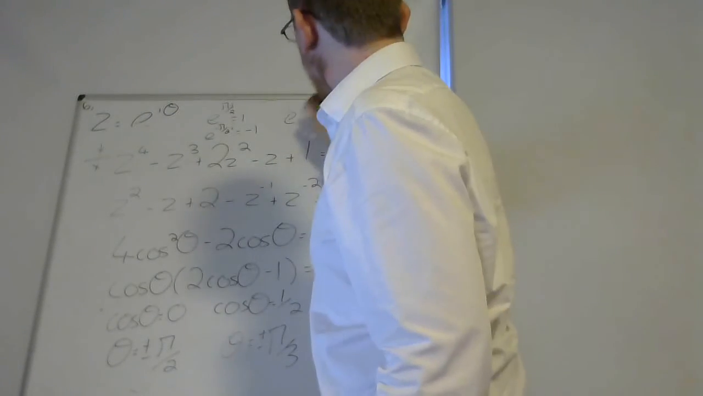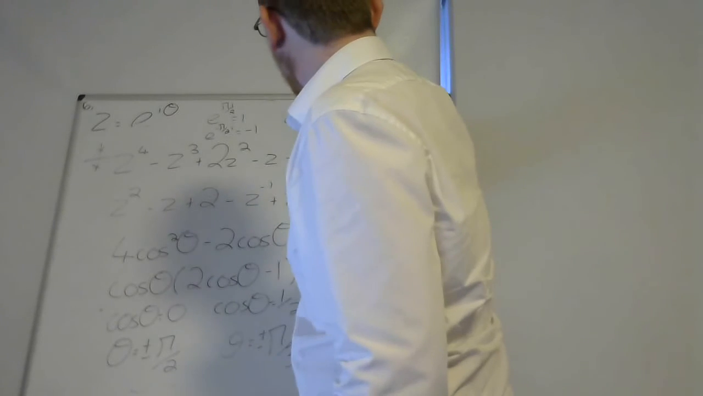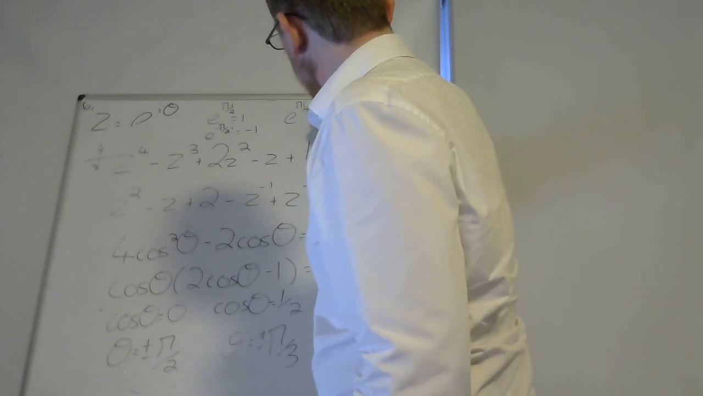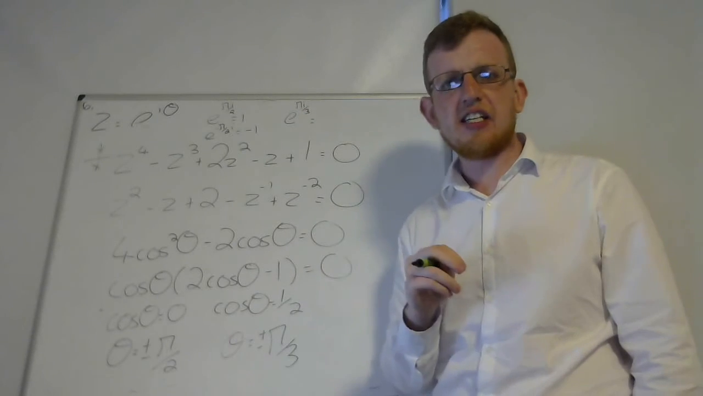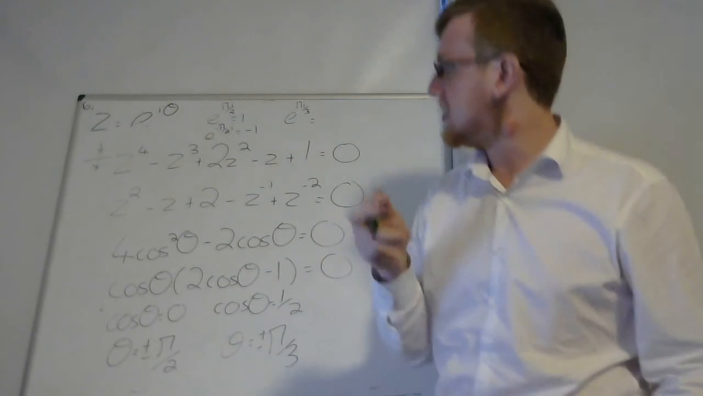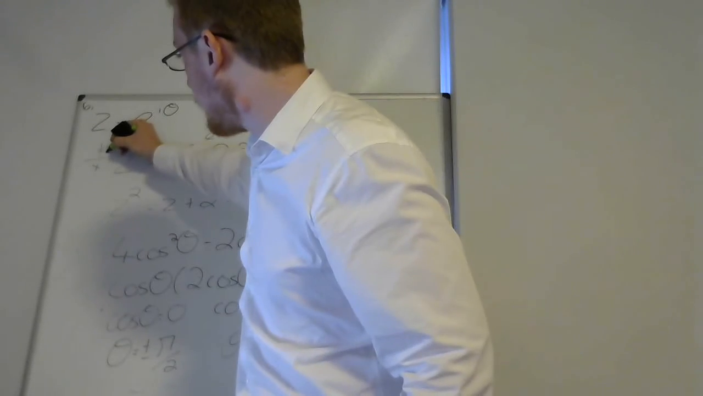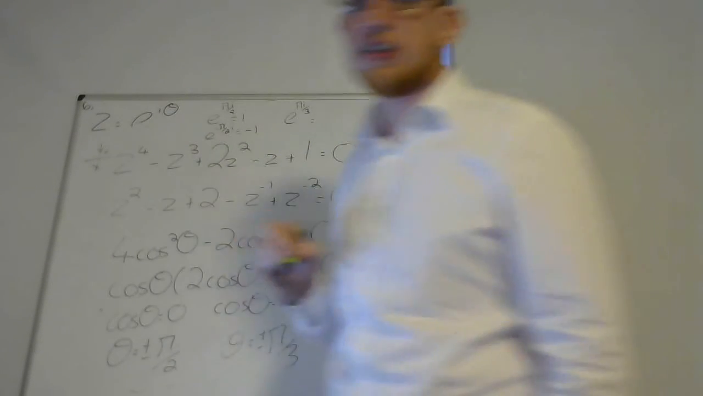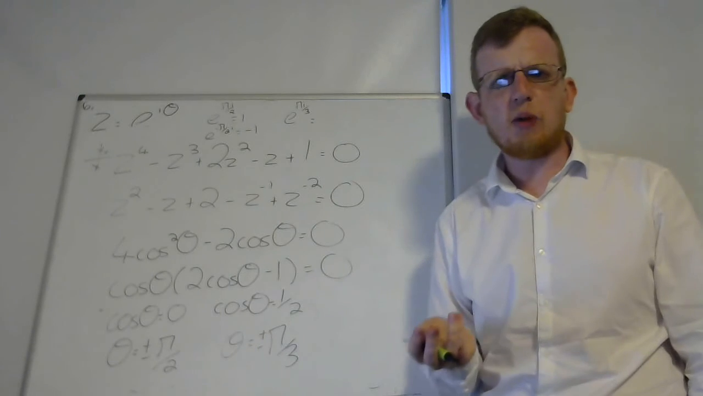And e to the plus pi i on 3. Well, there's no easy way of seeing this on an Argand diagram, really. Pi on 3 is 60 degrees, so it'd be about here. Again, like I said, it must lie on a unit circle. So there's no easy way of seeing what that is.